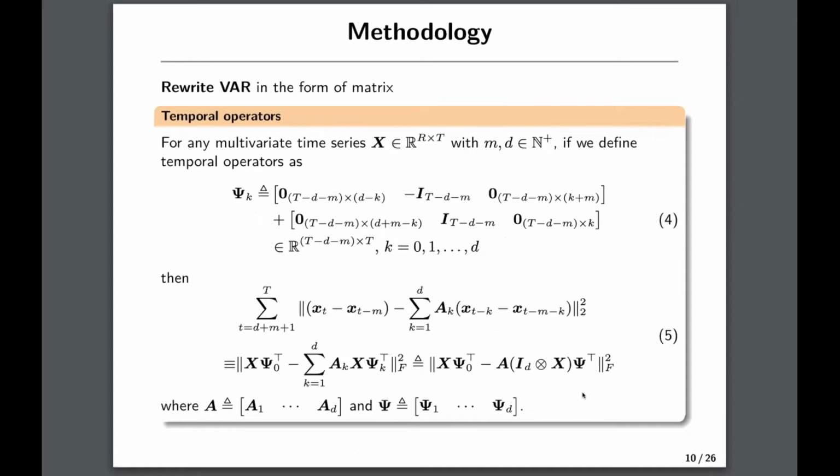To solve the optimization problem, we need to rewrite the VAR in the form of a matrix. As we know, our VAR process is given in the form of vectors. So we can define some temporal operators for the multivariate time series X with I rows and t columns, with a season and an order. By defining these temporal operators, we can rewrite this vector form VAR process in the form of a matrix. We have the matrix form VAR process, and we can also rewrite the formula with the Kronecker product. A is the coefficient matrix, and this is an augmented matrix.